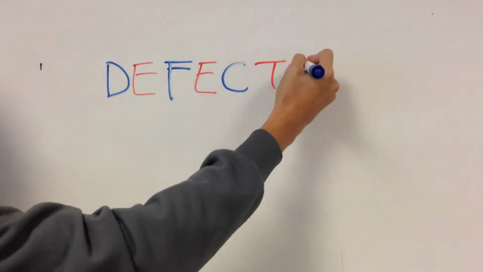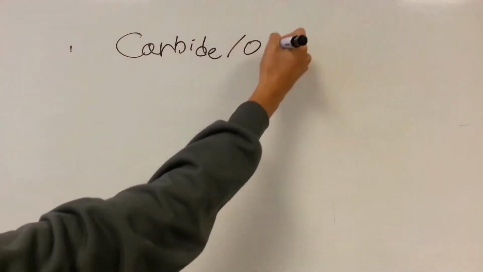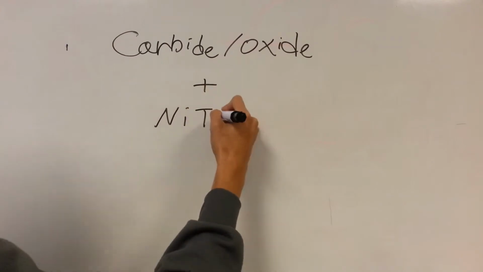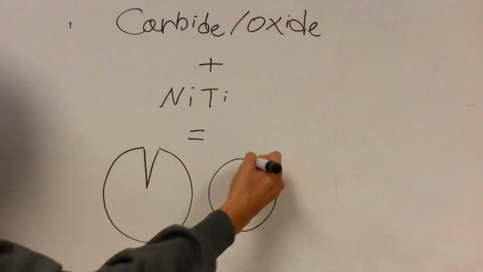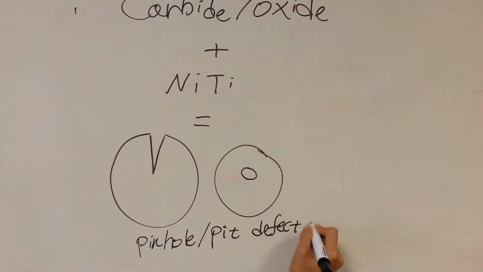Carbides and oxides can cause a formation of pinhole and pit-type defects on the nitinol surface, impacting the performance of nitinol as an SMA. Therefore, the vacuum arc remelting process is employed in the manufacturing process to prevent the carbon diffusing into the nitinol during melting.